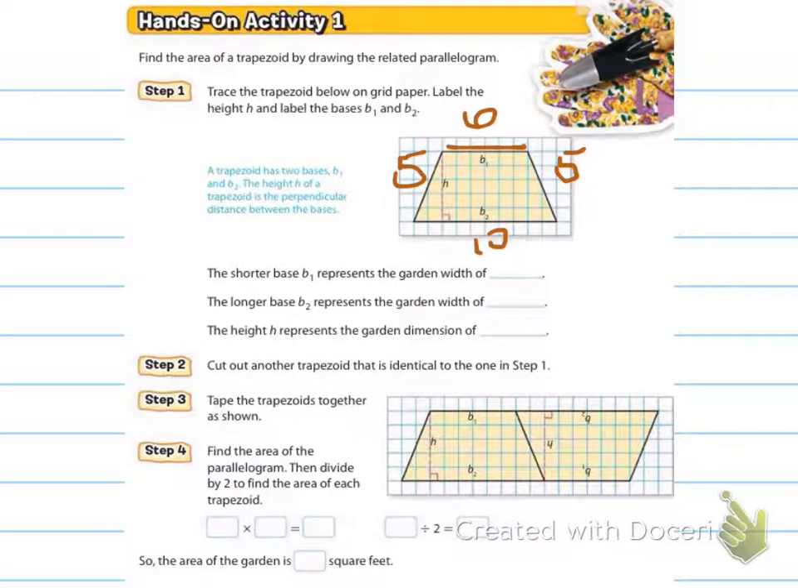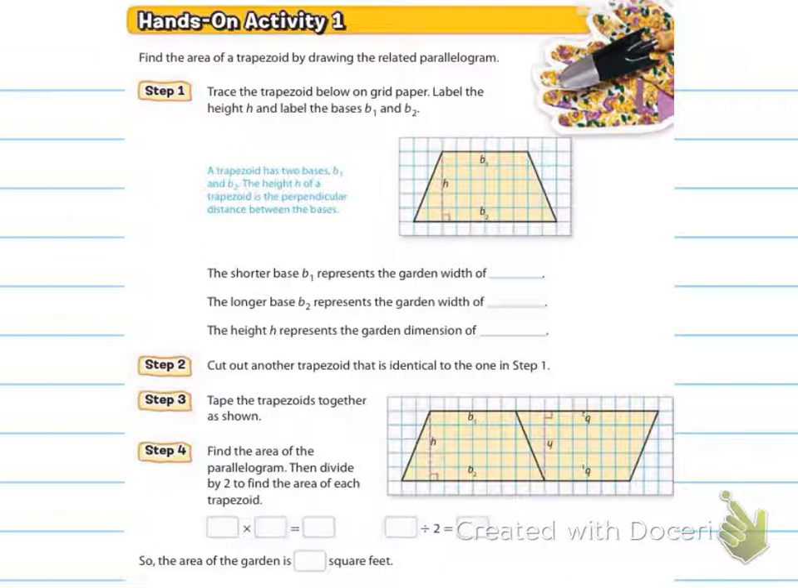So it says, oops, sorry, get rid of all that. There we go. It says find the area of a trapezoid by drawing the related parallelogram. So for number 1, it says trace the trapezoid below on grid paper and label the height H and label the bases B1 and B sub 2. Whenever we have the numbers on the bottom, like they have for B1, B2, we call that B sub 1 and B sub 2.